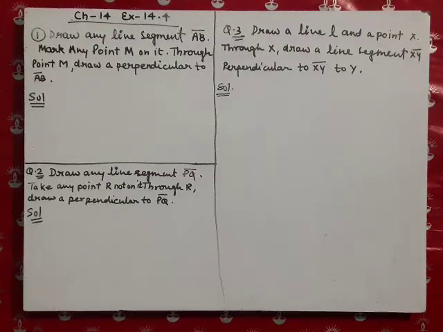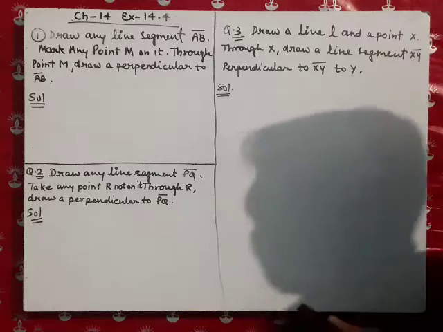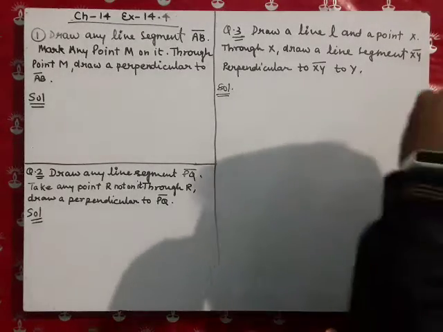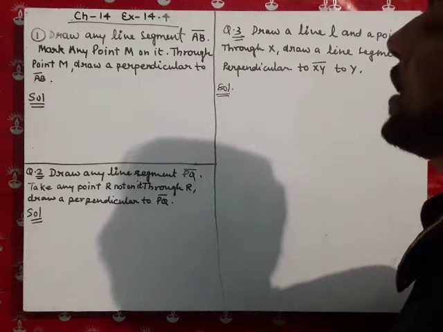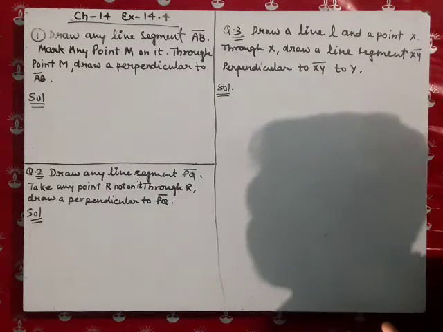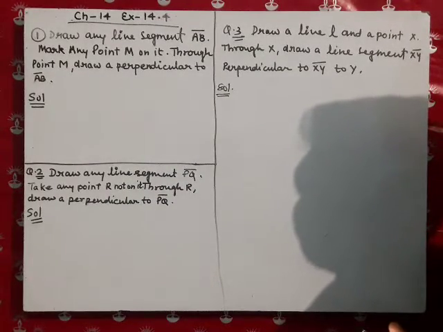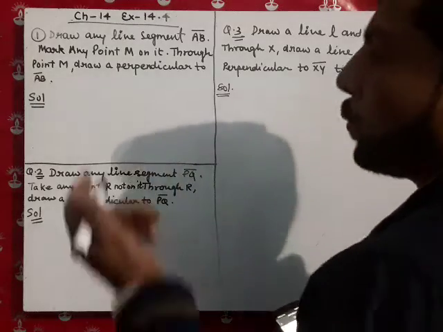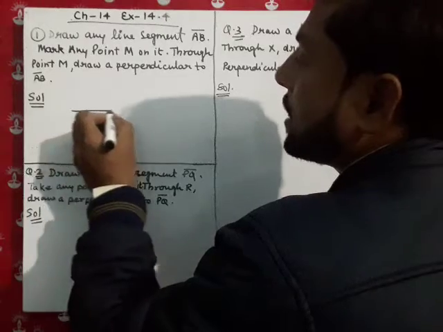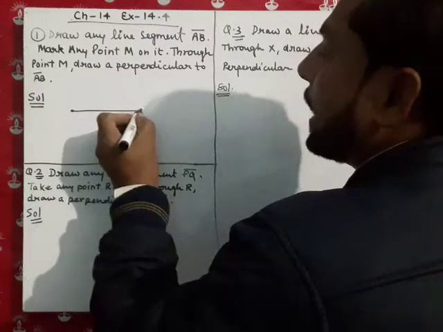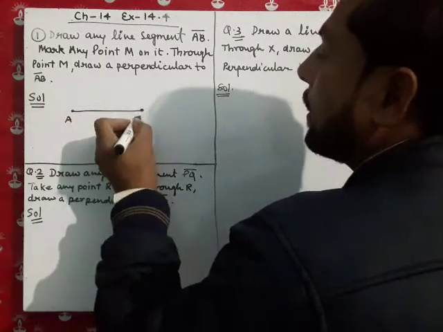So now students, I am going to the exercise, chapter 14, exercise 14.4. And here the question number 1 is given that you have to draw any line segment AB and mark any point M on it, and through the point M, draw a perpendicular to AB. So what we have to do, first of all we have to draw one line segment, say AB. So this is one line segment AB, okay.